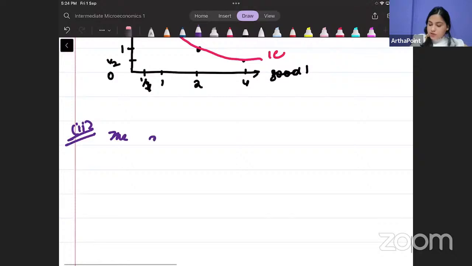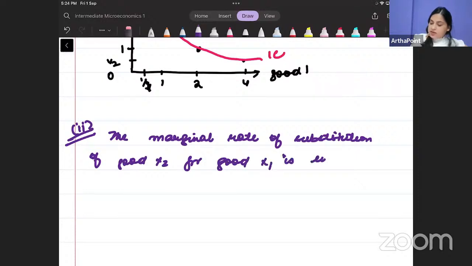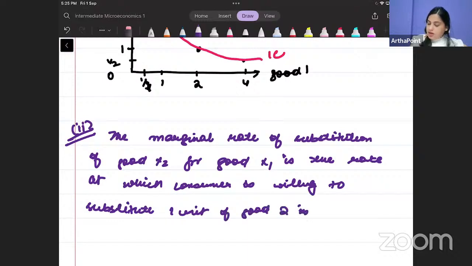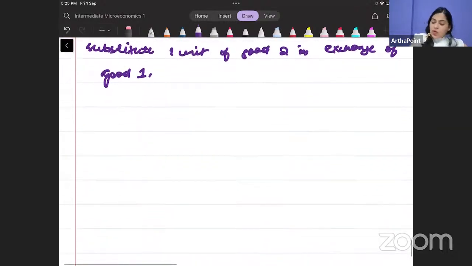So please write down the marginal rate of substitution of good x2 for good x1 is the rate at which consumer is willing to substitute 1 unit of good 2 in exchange of good 1. So the rate at which consumer is willing to substitute 1 unit of good 2 for good 1. ये हमने क्लास में भी we discussed this in the last classes. That is called MRS.